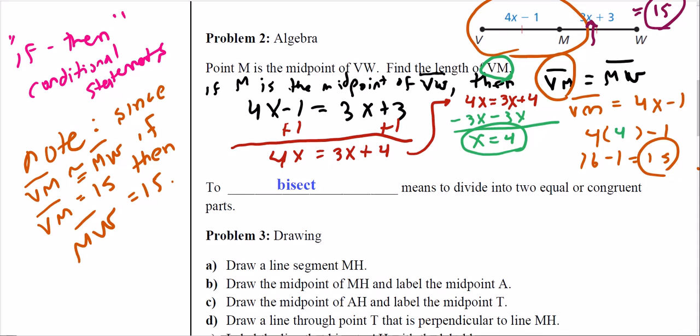So we introduce another fancy word, and that's to bisect. We say something is called a bisector if it's a geometric shape that cuts things in half. The midpoint is one special case of a bisector because it's a point. But bisectors could also be lines. They could also be other geometric shapes.